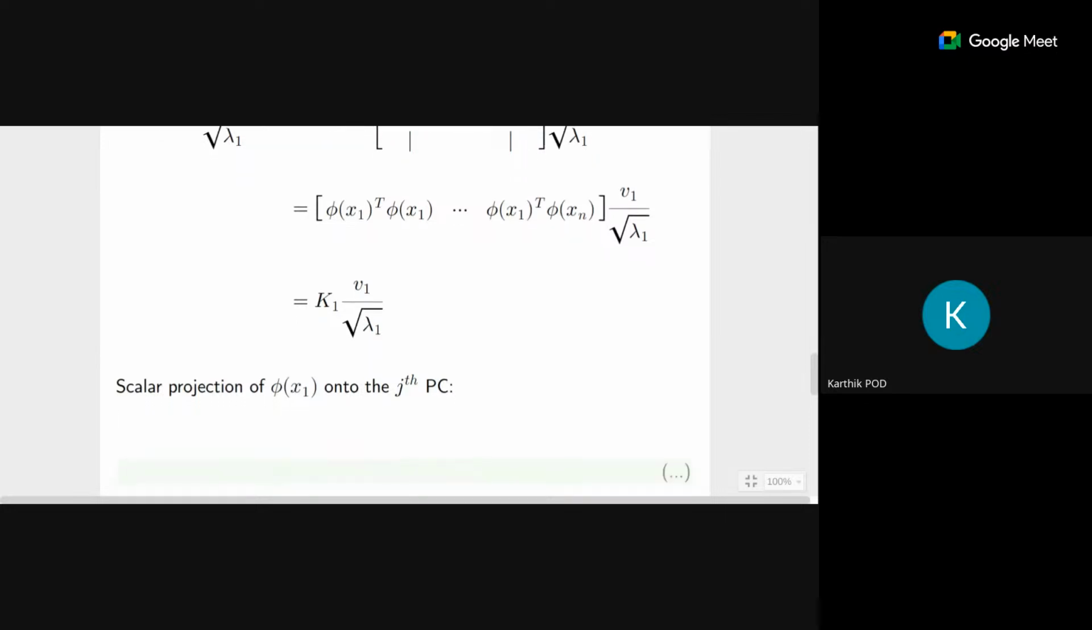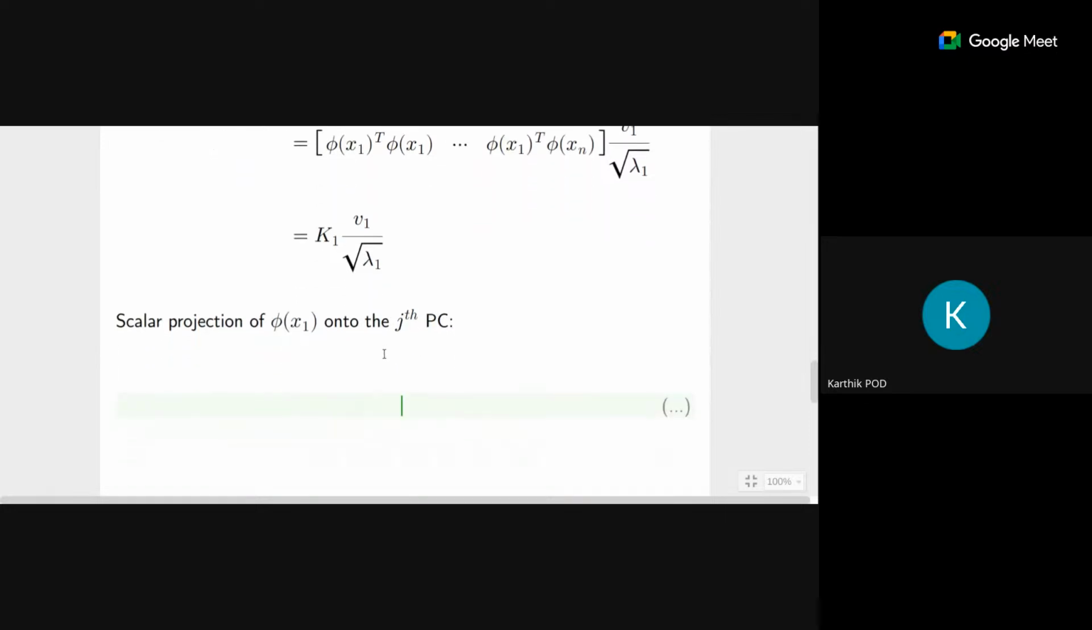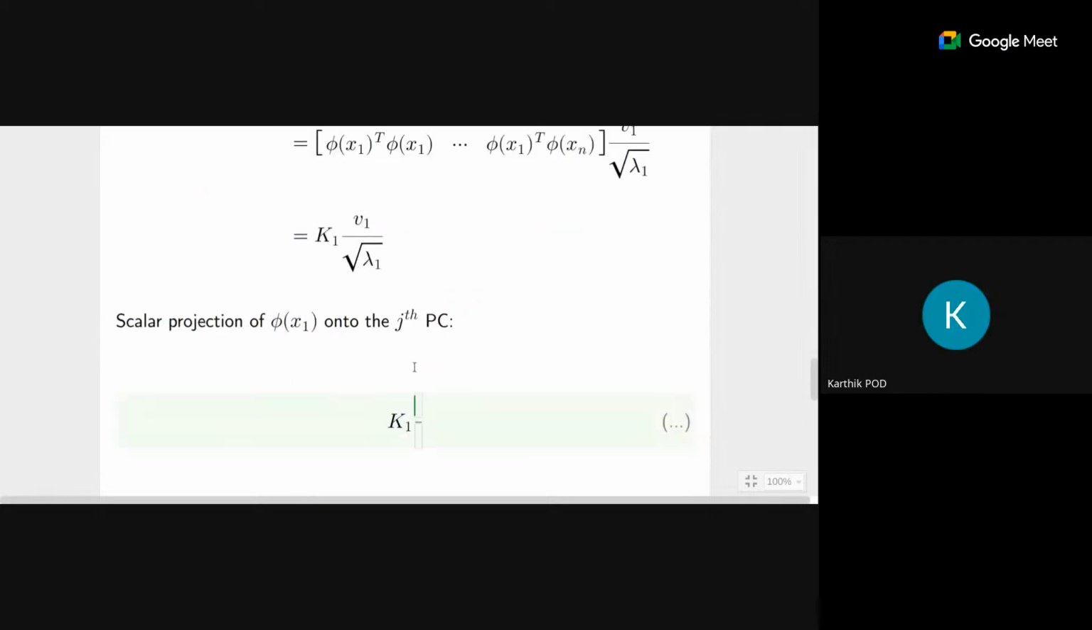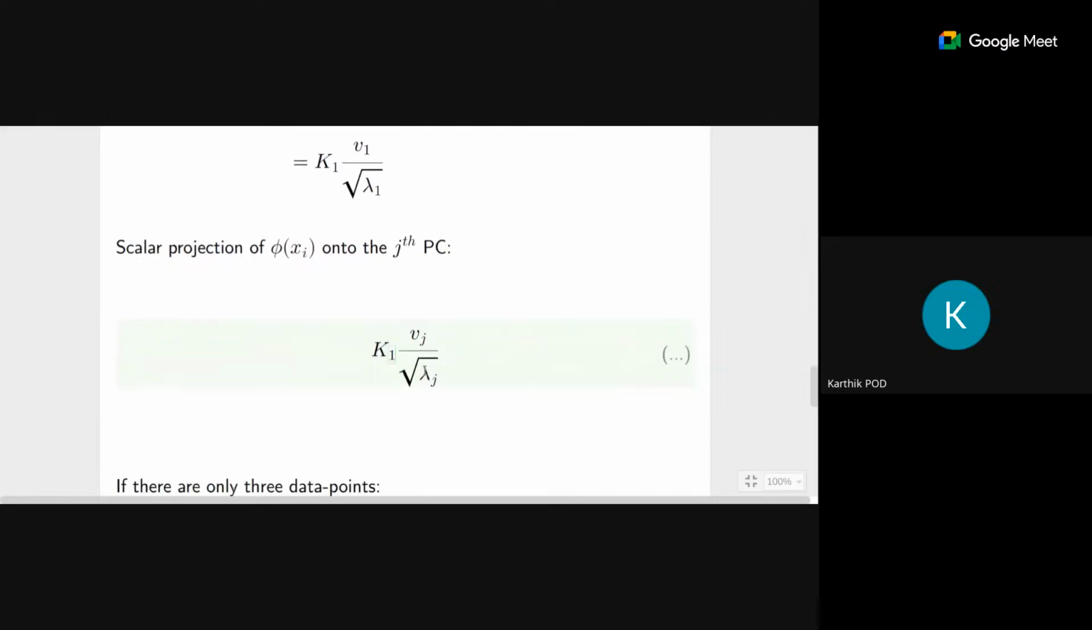what will it look like? It will be the same K1, right? You are still multiplying by Vj by root lambda j. So K1 Vj by root lambda j. Now I'll just change this to the scalar projection of xi, any data point. If I change this from 1 to i, what will change here? This alone, right? The ith row. Instead of the first row, you need to take the ith row.